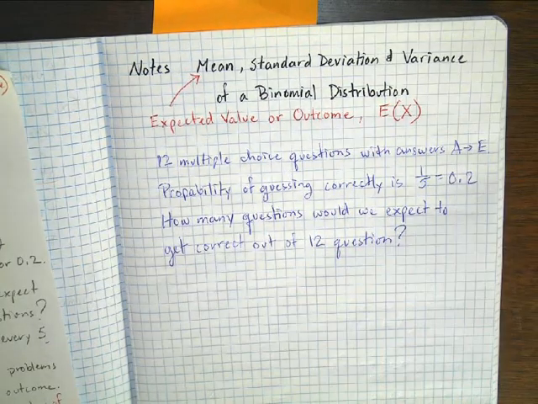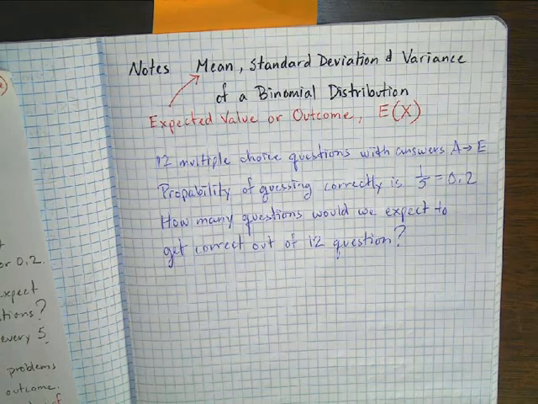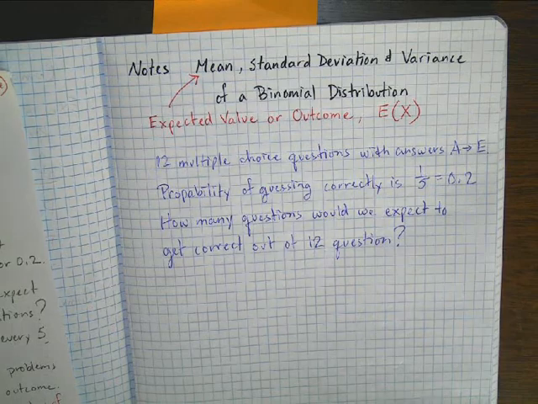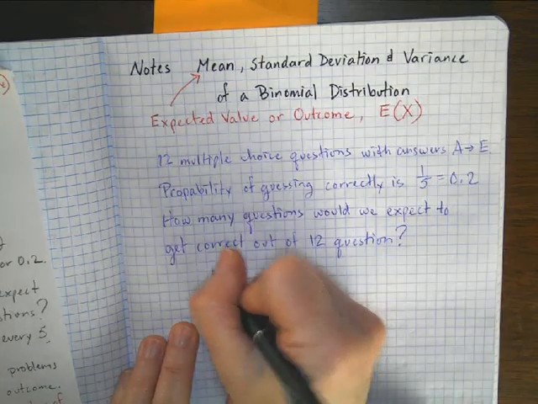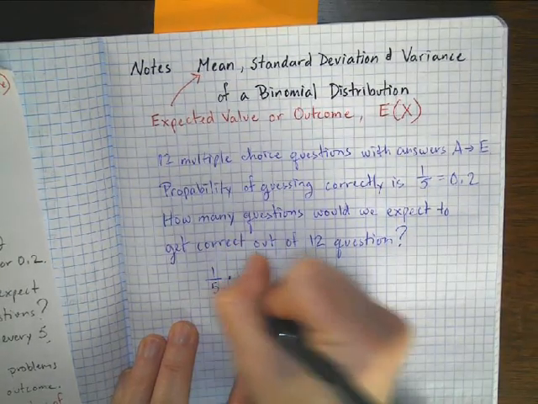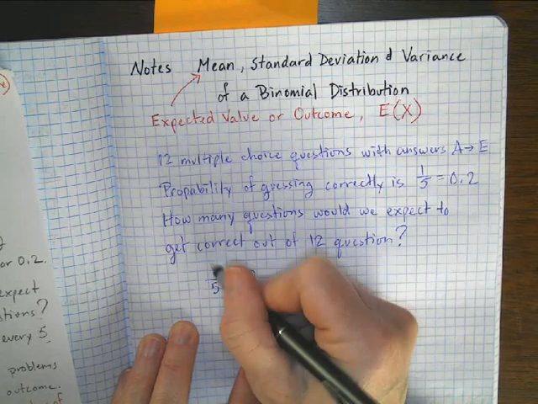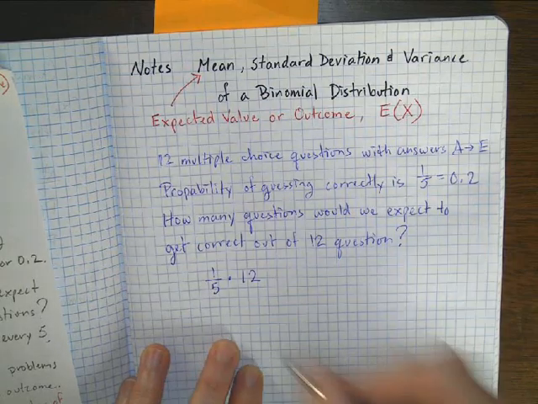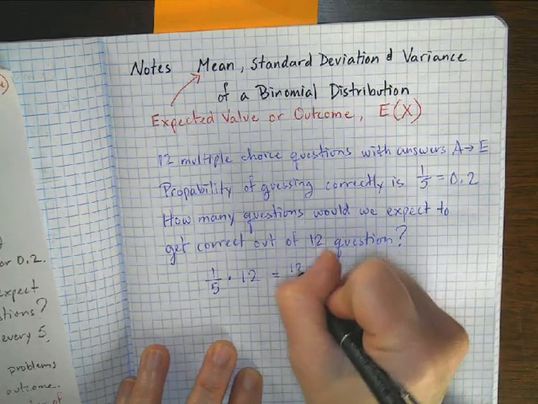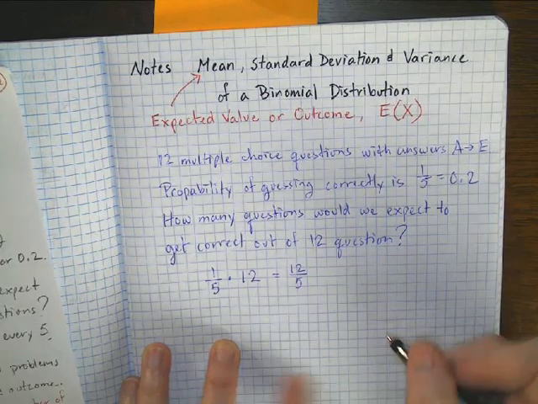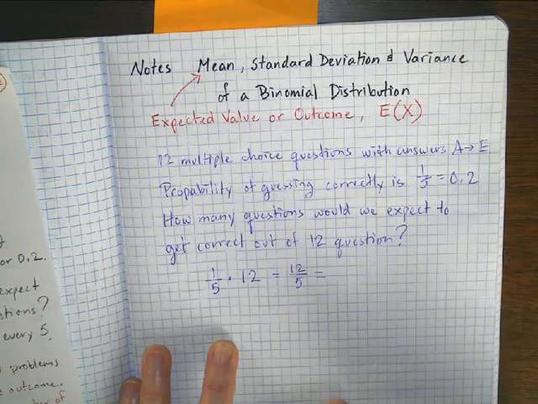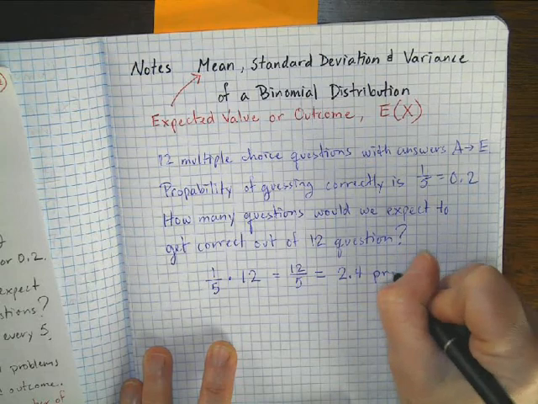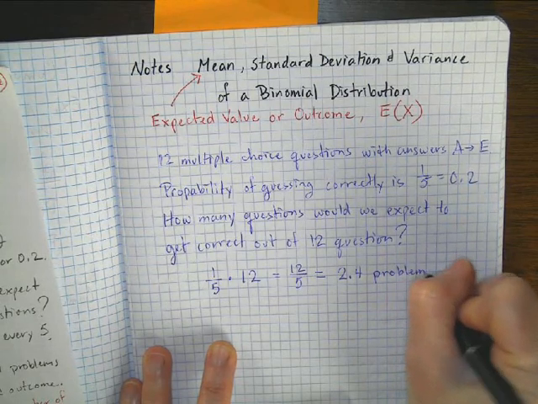Okay, well, kind of easy. We would expect to get 1 out of every 5 correct, so we would do 1/5 of 12. Okay, so we would do 1/5 times 12. We would expect to get 1 out of every 5 of those 12. So we multiply that out, we get 12 over 5, which is equal to, if we change that to decimal, 2.4. We would expect to get 2.4 problems correct.